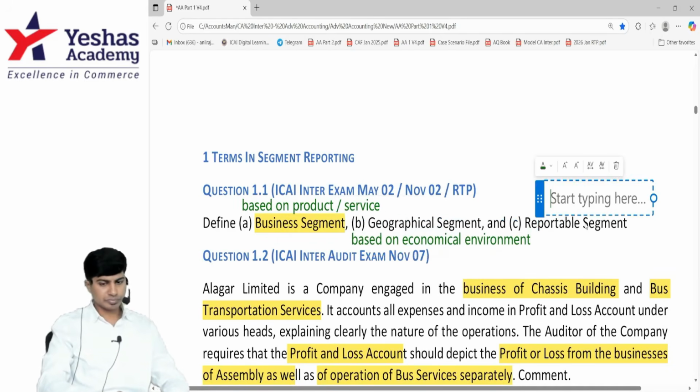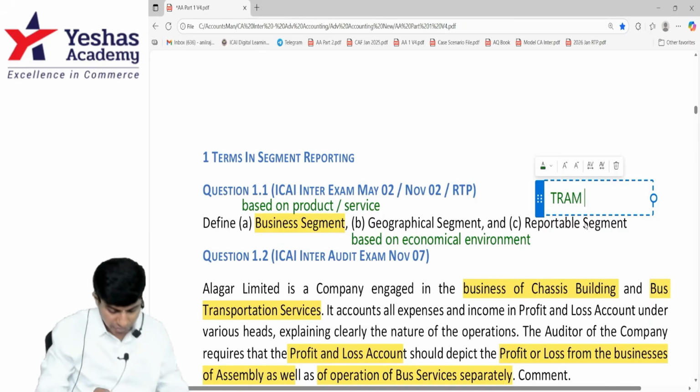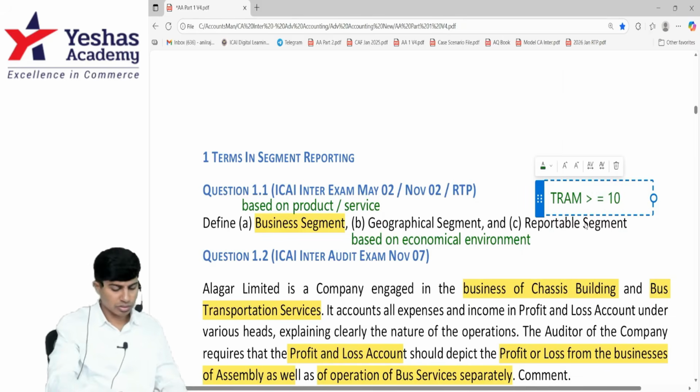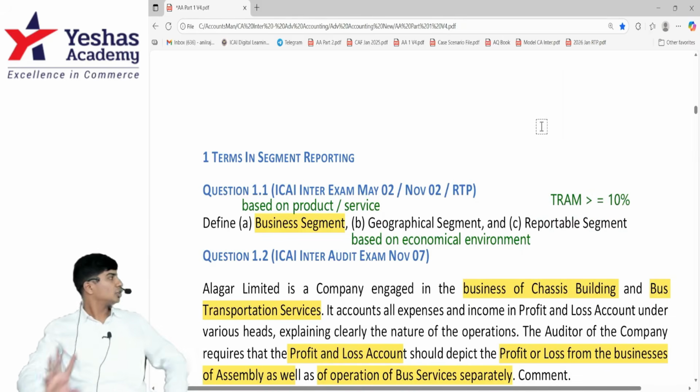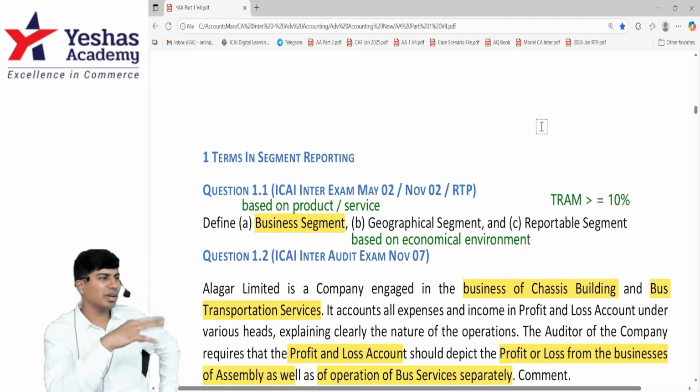Reportable: greater than or equal to 10%. Short answer. This you don't have to write, read, and revise. This you already know. I'll tell you the questions that you should write, read, and revise.